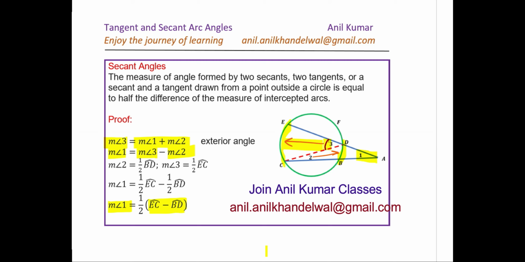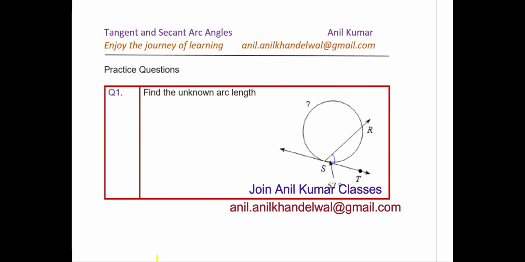So now I can summarize that the angles formed by the secant lines can be measured in this way. The measure of the angle formed by two secants, or also you could have two tangents or a secant and a tangent combination, drawn from a point outside a circle is equal to half the difference of the measure of intercepted arcs. Easy to remember, and now you have a proof so you can visualize, and that should help you to answer these questions quickly.